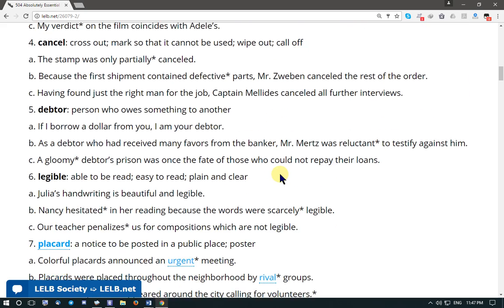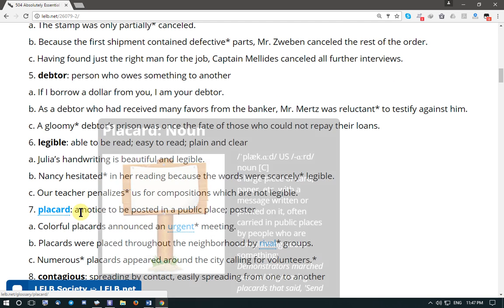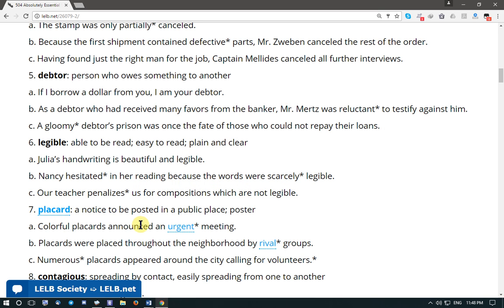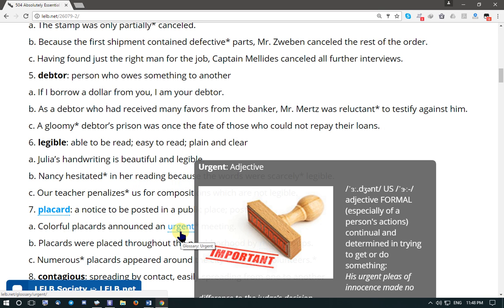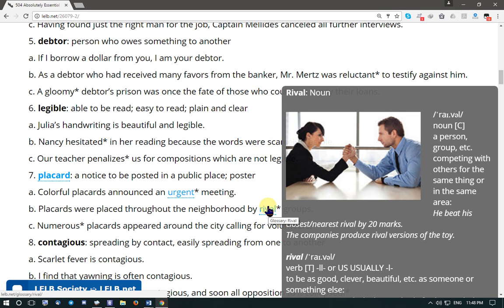And also placard, American pronunciation, placard, British pronunciation. A poster. And urgent means very important, necessary. Rival means competitor. Opponent also you can say.